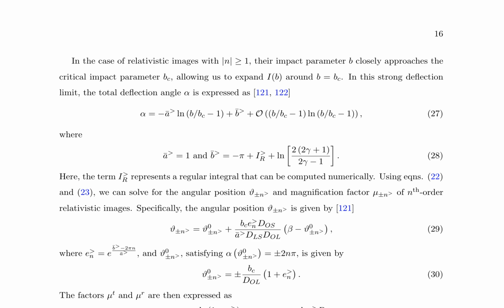In the context of strong gravitational lensing by a JNW singularity, the impact parameter b approaches the critical impact parameter b_c for relativistic images with n greater than or equal to 1. This proximity allows for an expansion of the deflection angle alpha around b equals b_c, resulting in a logarithmic expression of alpha in terms of b/b_c − 1.